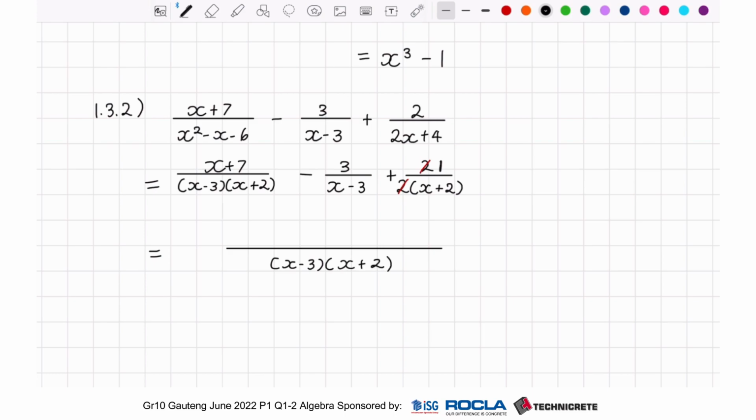Okay, for the first fraction, it stays exactly the same, nothing's being multiplied. For the second one, I have minus 3, and that minus 3 was multiplied by x plus 2 to get this denominator to be x minus 3, x plus 2. So I have this. And similarly, the last one, I have 1 being multiplied by this bracket, x minus 3.